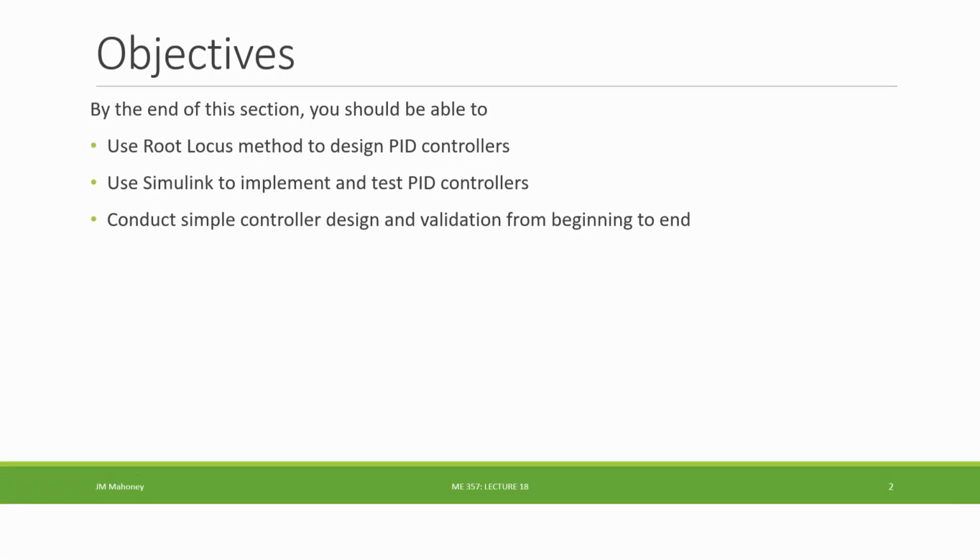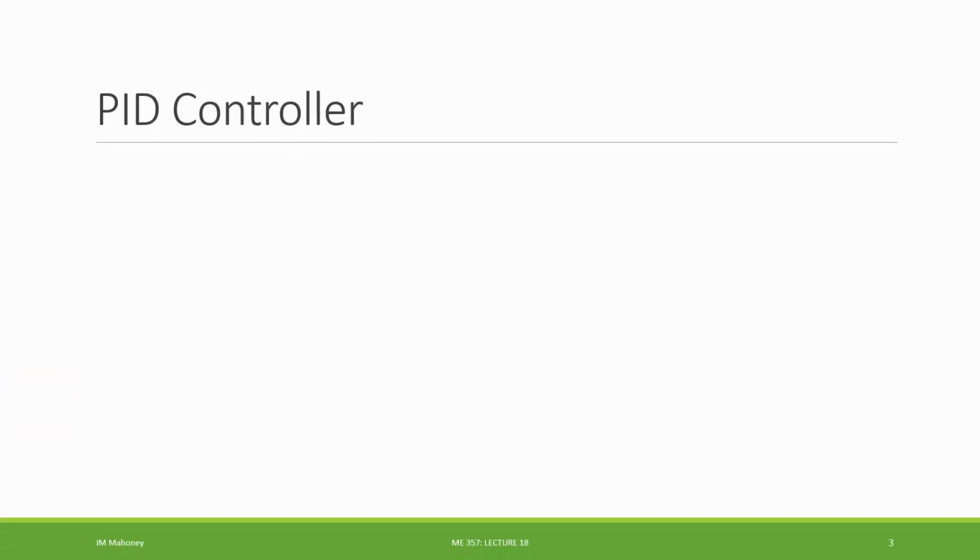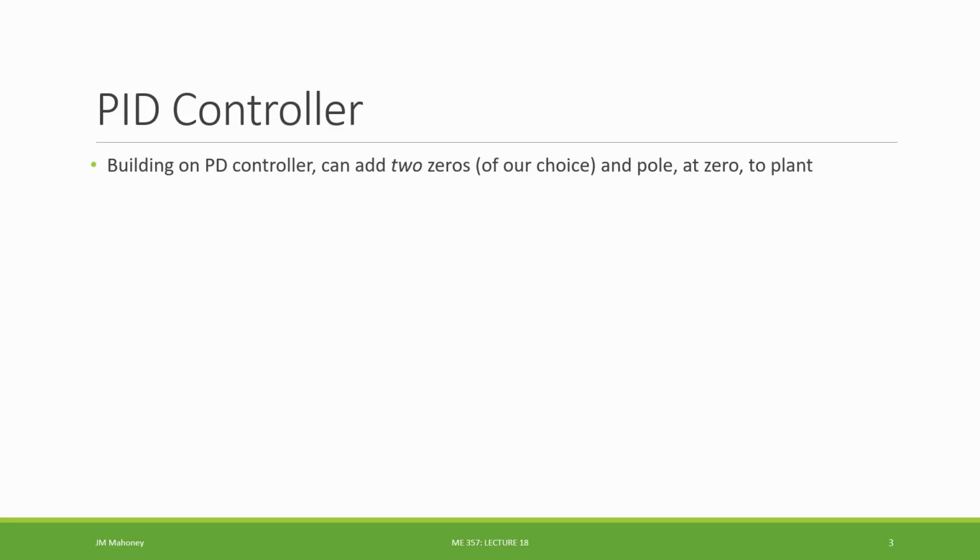So first, a quick introduction to the PID controller. This builds on the PD controller that we previously looked at that used a proportion of the error and the derivative of the error to make corrections and to adjust what the input into our plant was. Well, we're now going to add an integral of the error as well. So effectively what we're going to see is that this is going to add 2 zeros into our system by having our controller have 2 zeros and a pole at 0.